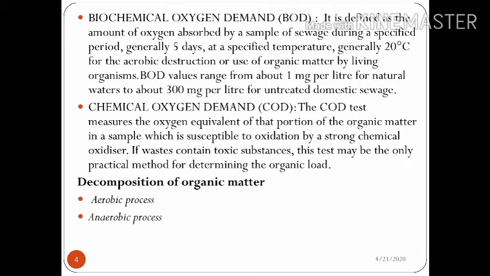Now, the decomposition of the organic matter, how it is decomposed. There are two processes. One is the aerobic process, which is the most efficient method of reducing the organic matter in sewage. The process requires a continuous supply of free dissolved oxygen. The organic matter is broken down into simpler compounds, namely carbon dioxide, water, ammonia, nitrates, and sulfates by the action of bacterial organisms including fungi and protozoa.